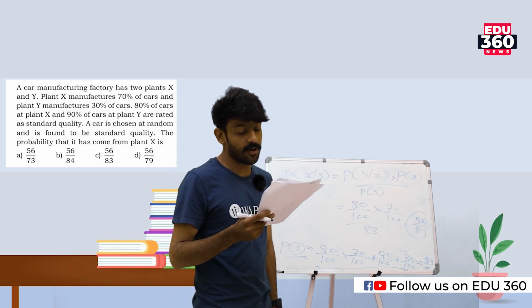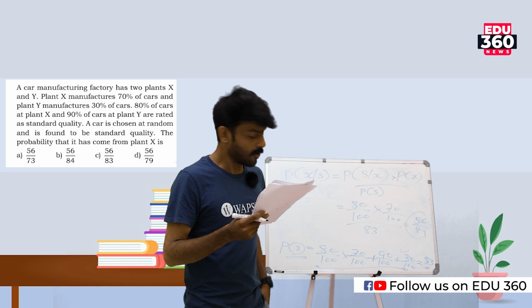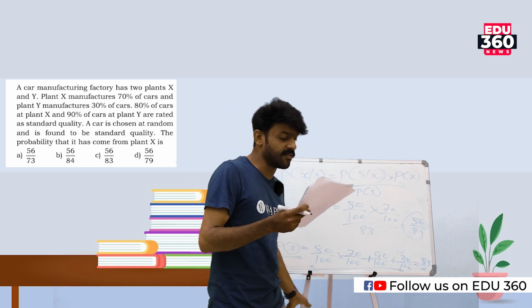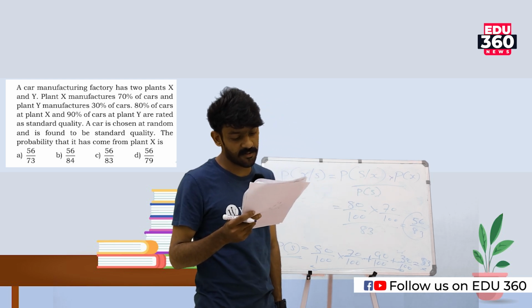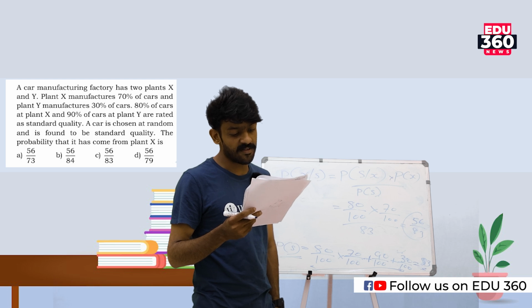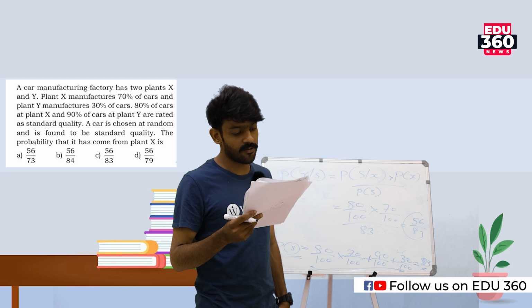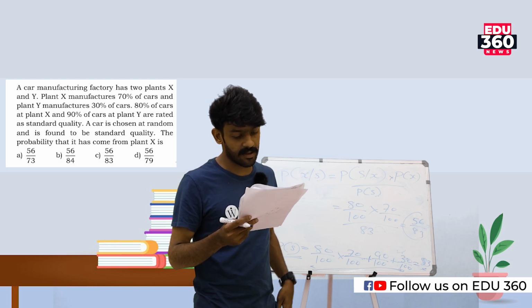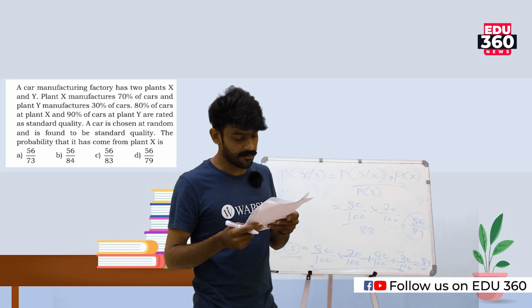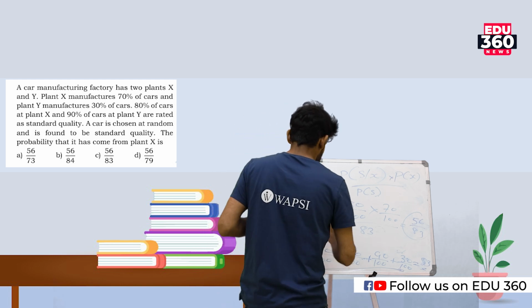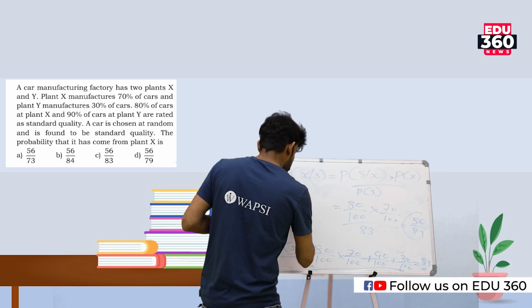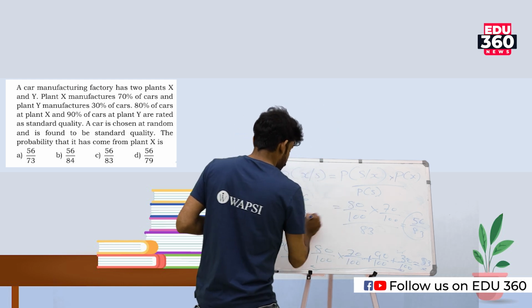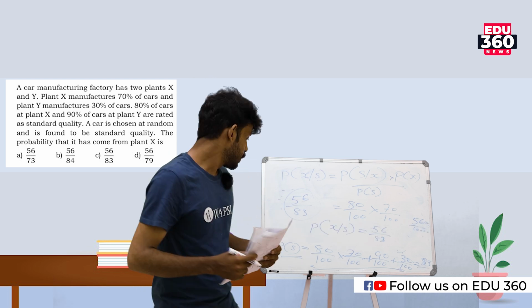So look at the options. You can see there are 4 options. The option A is 56 by 73 and option B is 56 by 84. Option C is 56 by 83 and option D is 56 by 79. Okay, so for this question, option C is the correct answer. That is 56 by 83.